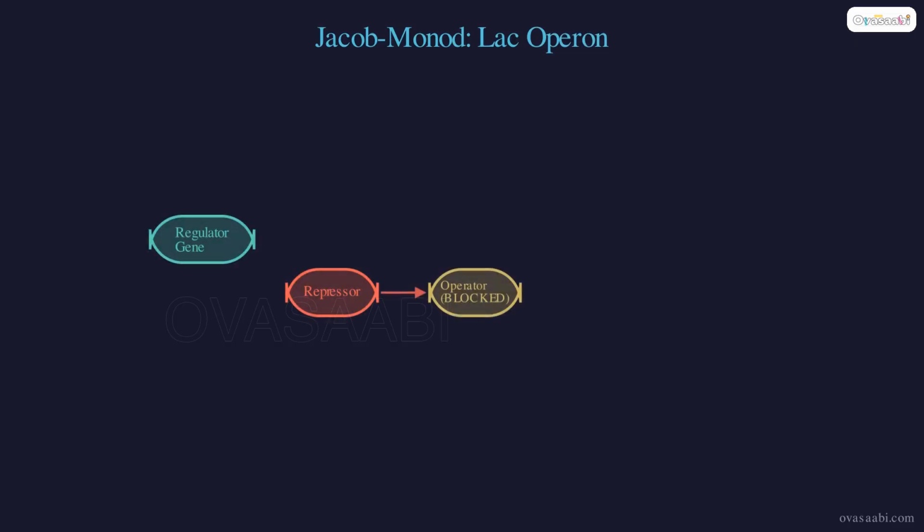Jacob and Monod showed how genes switch on and off. A repressor protein blocks the gene. When lactose appears, it removes the repressor and the gene turns on.